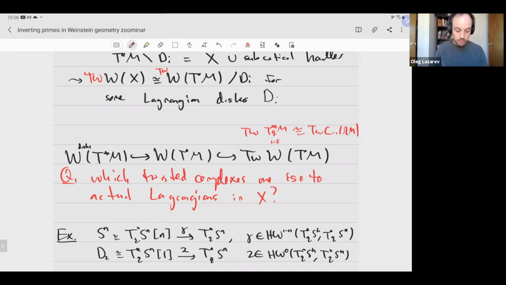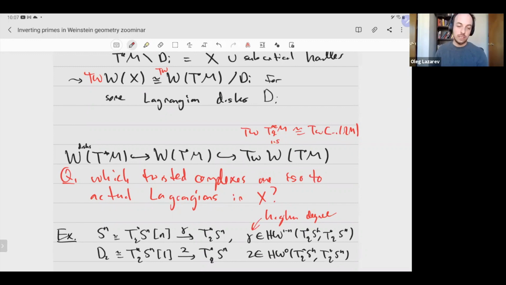For example, the zero section. Again, every Lagrangian is going to be a twisted complex of a cotangent fiber because the cotangent fiber generates. But the question is, which twisted complexes of a cotangent fiber are isomorphic to actual Lagrangians? So the zero section is isomorphic to a twisted complex consisting of two cotangent fibers with differential given by a morphism gamma. And this gamma is some higher degree morphism living in, I guess, degree 1 minus n.